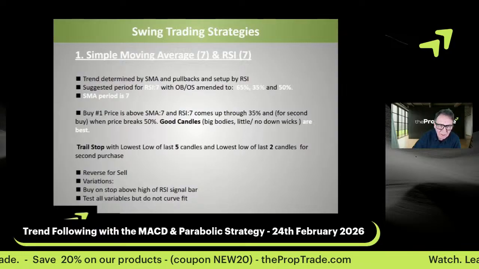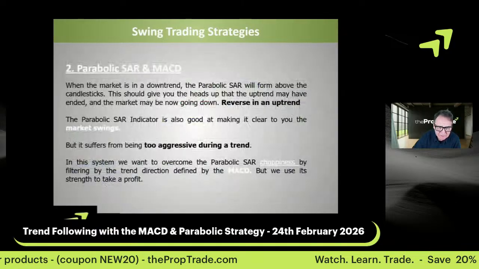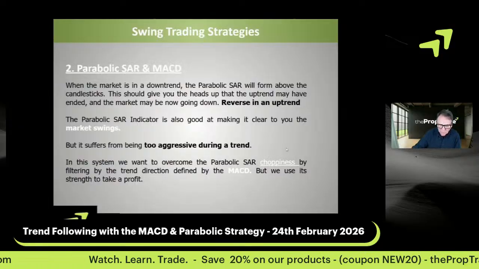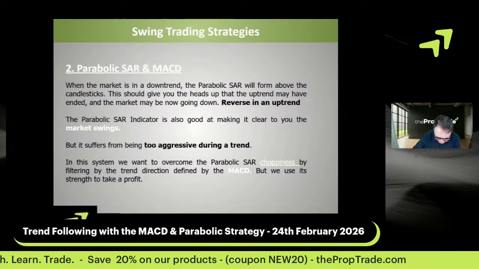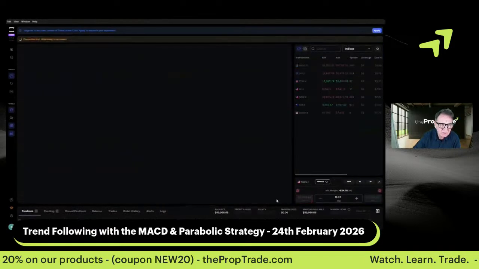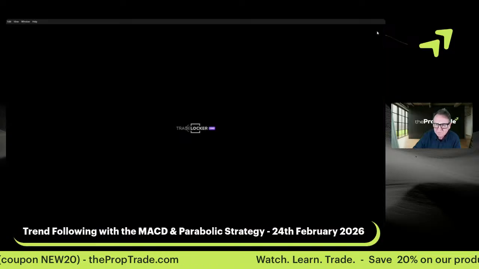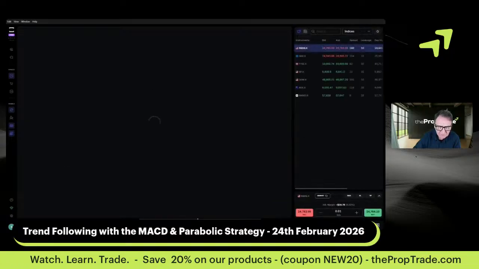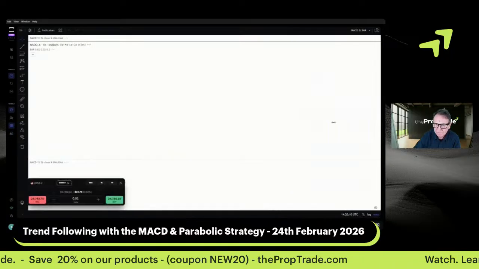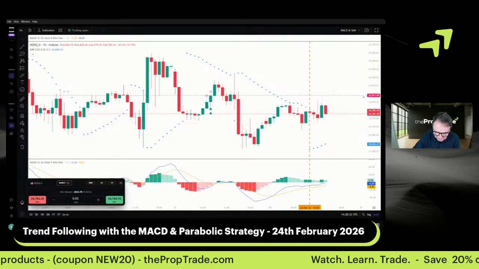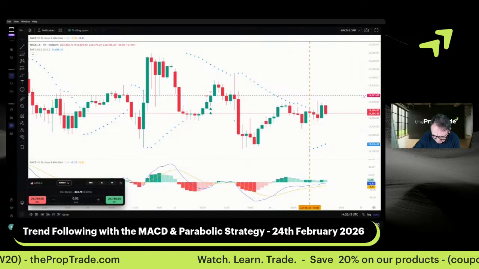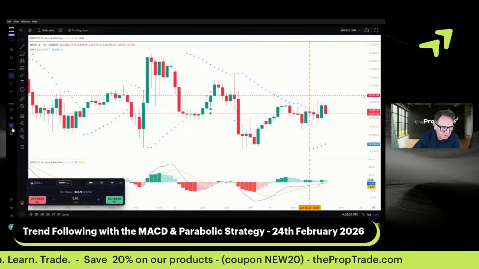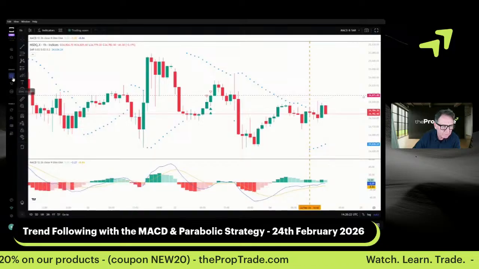Okay, so lots of ways of doing this, and today we're going to look at the Parabolic SAR and the MACD. So what are they? Well, let's bring in what it looks like on the chart. Does anybody want to give me a chart to use? If not, I'm just going to use whatever's on my chart here. This is the Nasdaq on the hourly chart. Let's start with the daily time frame, shall we?